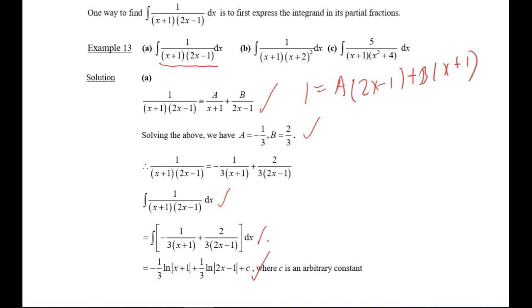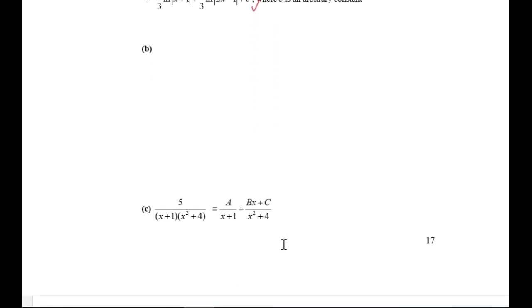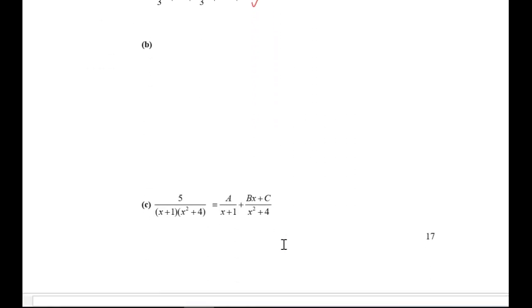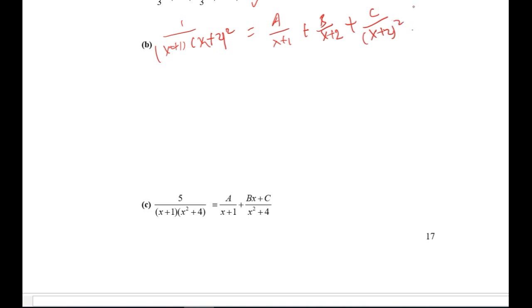Let's move on to part B. In part B, we are asked to integrate another proper fraction. Let's just write it down. This is going to be 1 over (x plus 1)(x plus 2) squared. As before, let's try to write down its partial fractions. This is going to be A over x plus 1 plus B over x plus 2 plus C over (x plus 2) squared. Note that x plus 2 is a repeated factor.